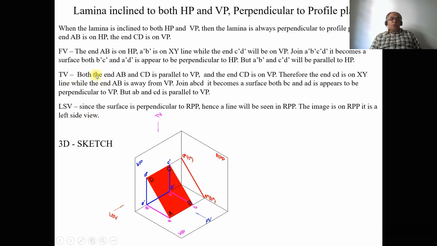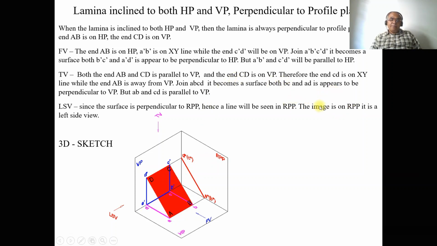When you take the top view, both the ends AB and CD are parallel to VP now. When you look from the top view, both AB and CD are parallel to VP, and the end CD is on VP. The end CD is on the vertical plane. Therefore, the end CD is on the XY line in the top view, while the end AB is away from the vertical plane. You can see here, away from VP. Join ABCD, it becomes a surface.